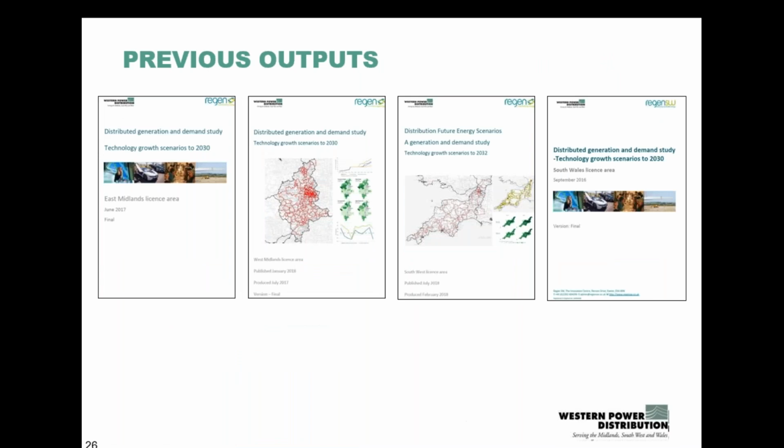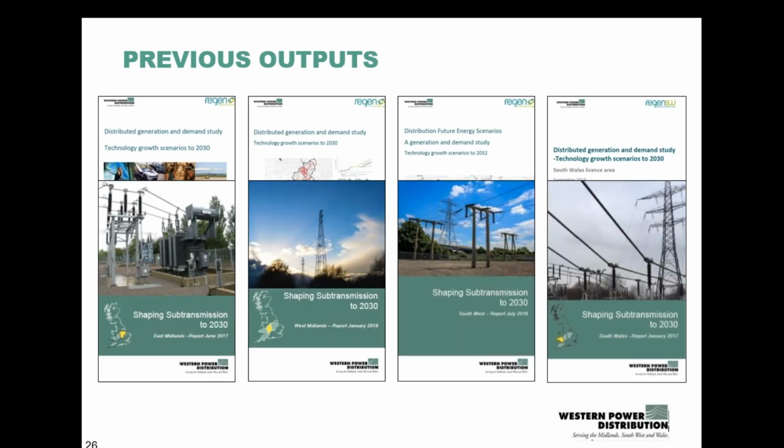So previous outputs there, these are all our DFES documents, and they are accompanied by each of the different shaping subtransmission reports as well. They highlight at a high level the reinforcement constraints, the network constraints, and they also discuss some of the reinforcement techniques that we might need to make.